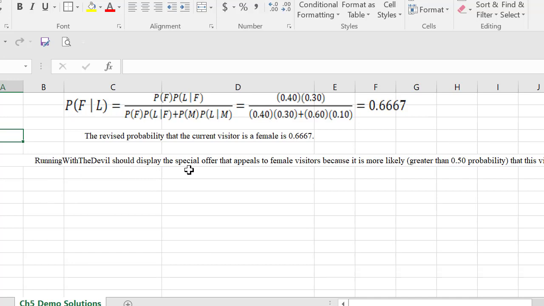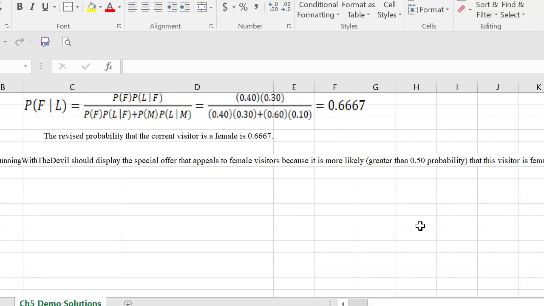So to answer the second part of the question, the Running with the Devil website or company should display the special offer that appeals to female visitors, because it's more likely that this visitor is a female, 66.67%.